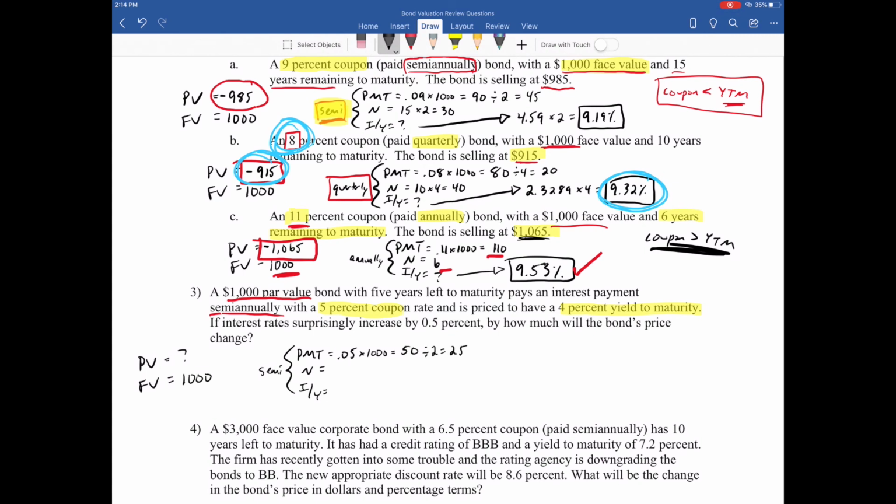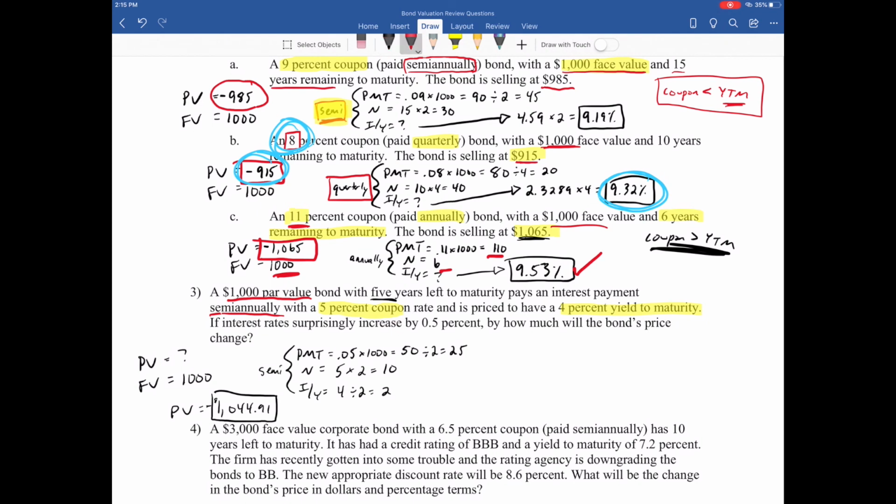My N represents the total number of periods that remain. 5 years on this bond, 2 periods per year, for a total of 10 periods. And my IY is that yield to maturity put in on a semi-annual basis, so 4% for the year divided by 2 gives me a 2% semi-annual yield. When I solve for the present value here, I get a value of $1,044.91. Once again, it does come out as a negative, but that is an actual positive value, it just represents what I would be paying if I were buying this bond based on these different features.